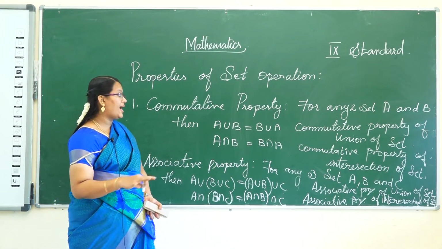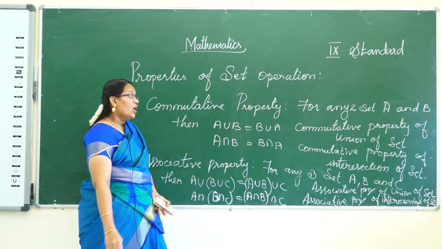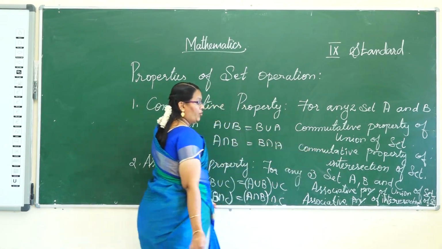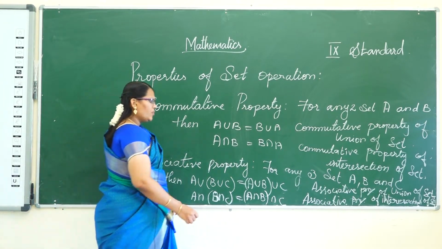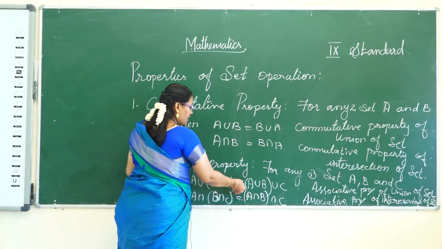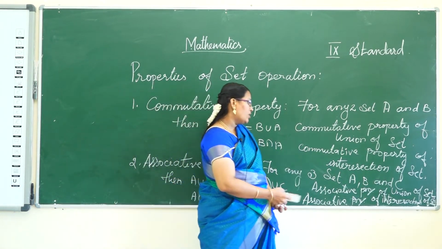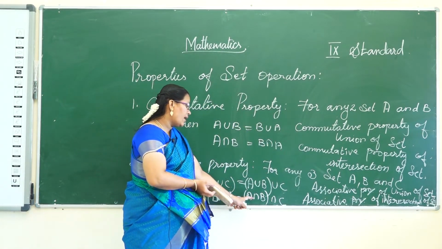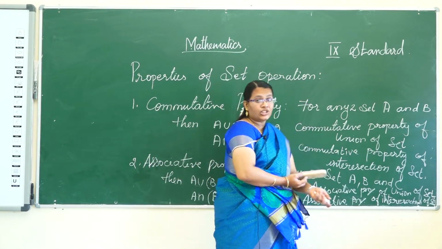For any two sets A and B, A union B is equal to B union A, so it satisfies the commutative property of union of sets. And A intersection B is equal to B intersection A, the commutative property of intersection of sets. The second property is the associative property. For any three sets A, B and C, (A union B) union C is equal to A union (B union C), the associative property of union of sets. And (A intersection B) intersection C is equal to A intersection (B intersection C), the associative property of intersection of sets.